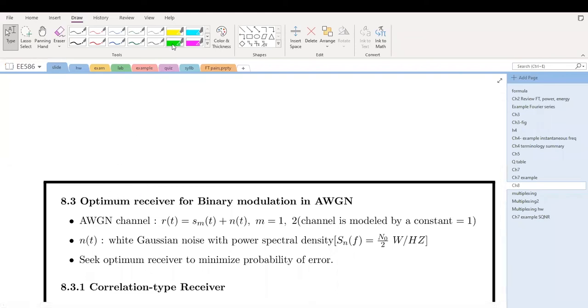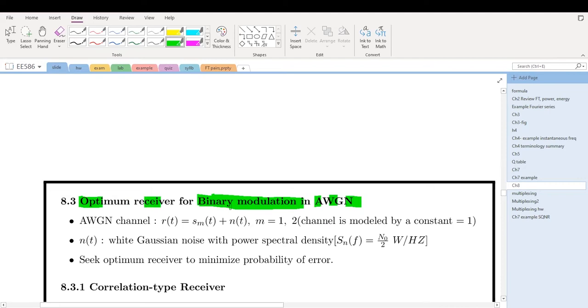In this video, we look at the optimal receiver for binary modulation in AWGN channels. Here, binary modulation means binary pulse modulation. AWGN means additive white Gaussian noise. Suppose the channel is ideal.